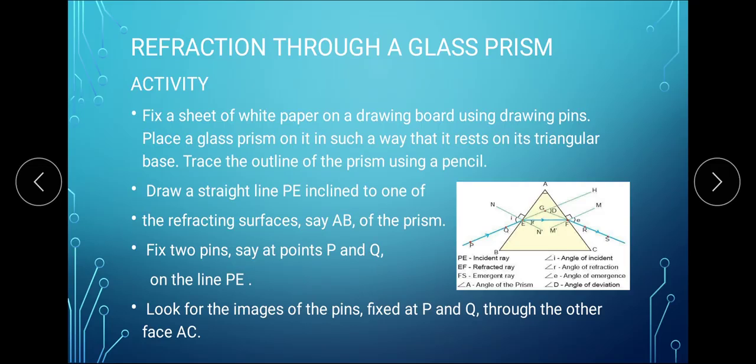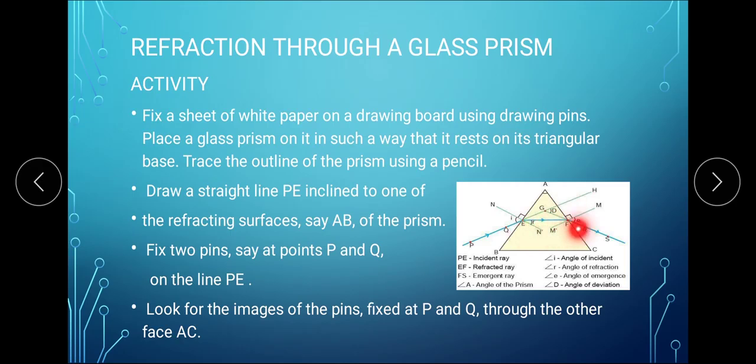Now draw the angles. The angle which the incident ray makes with the normal is the angle of incidence. So this is your angle of incidence. P is your incident ray, EF is your refracted ray, and FS is your emergent ray. The ray which finally emerges is called the emergent ray.